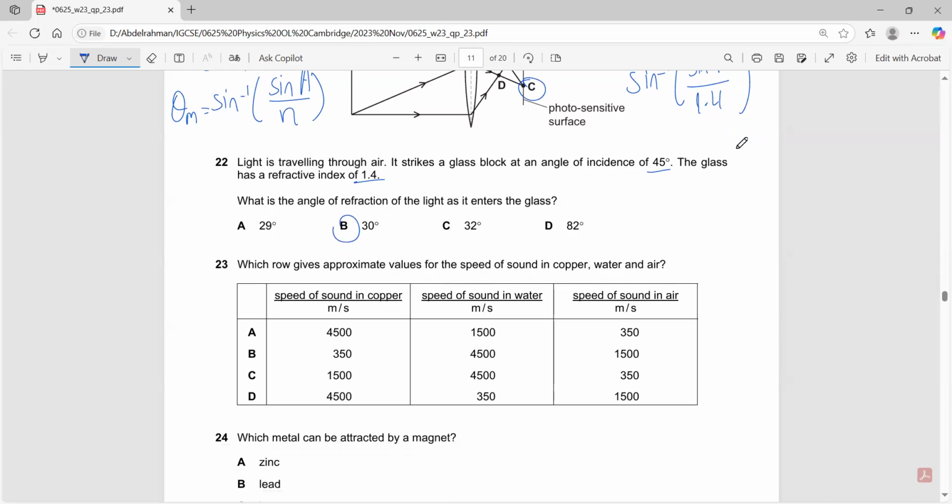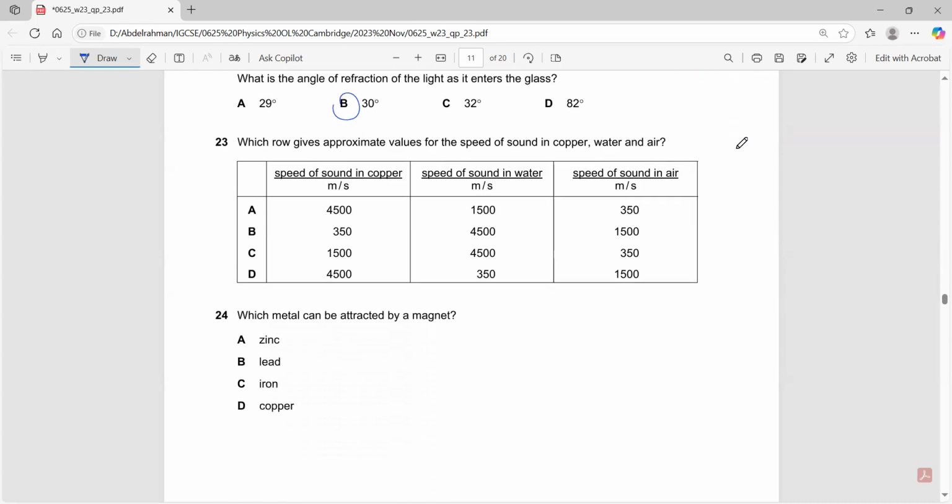Which row gives appropriate values for the speed of sound in copper, water, and air? Copper has to be the greatest value, 4,500. Water has to be slightly less, 1,500. And in air, much less, 350. Which metal can be attracted by a magnet? Iron. Okay.